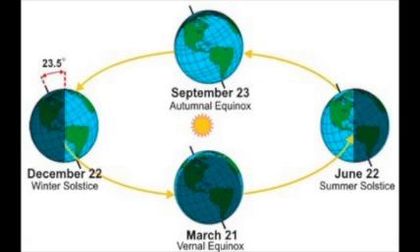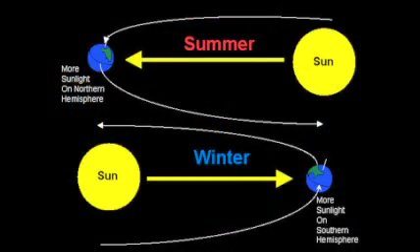The amount of insolation the Earth receives from the sun is very important. The amount of insolation affects photosynthesis and primary productivity. Essentially, this is the key to life on Earth. This image shows that when it's summer in the northern hemisphere, it's winter in the southern hemisphere, and vice versa.